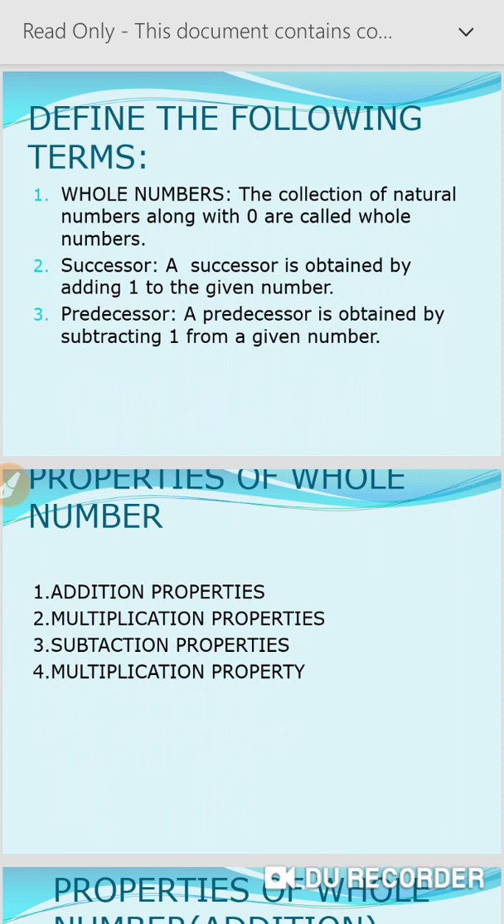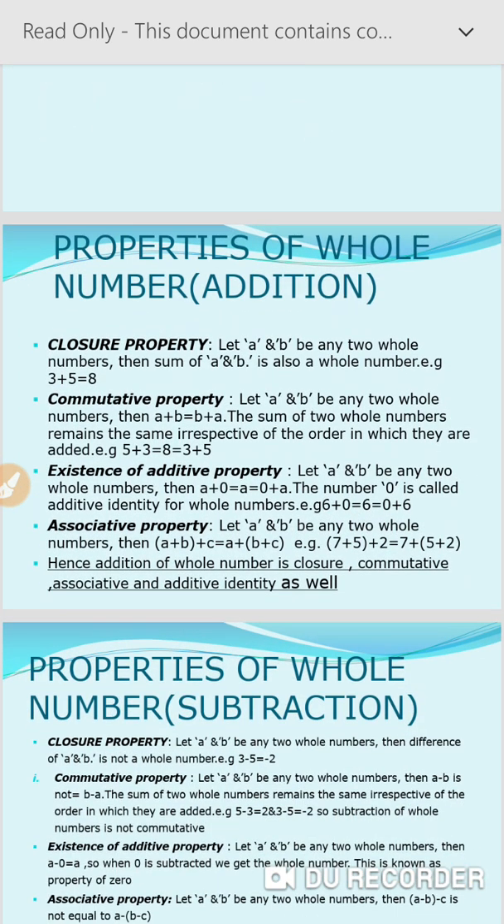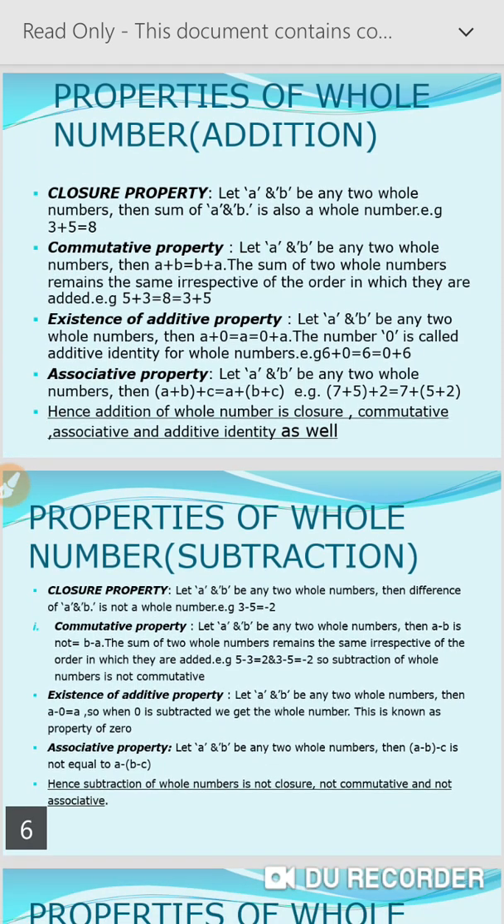Class, now we'll move on to your next set, which is the most important part of this chapter, that is properties of whole numbers. There are 4 properties of whole numbers, that is addition property, subtraction property, multiplication property, and the last one is your division property. By mistake at the 4th point I have written multiplication property, but here it is division property. Sorry for that. We'll start with properties of whole numbers. The first property is addition. First I'll start with closure property.